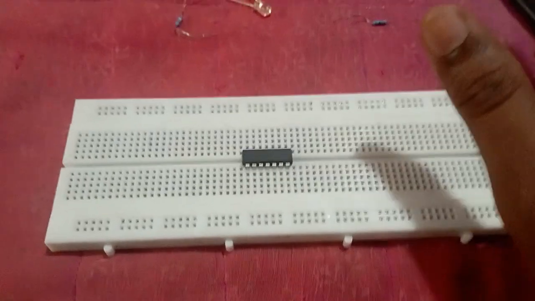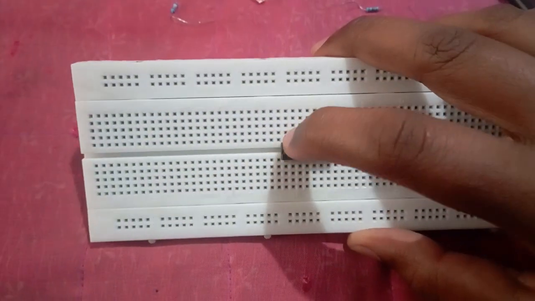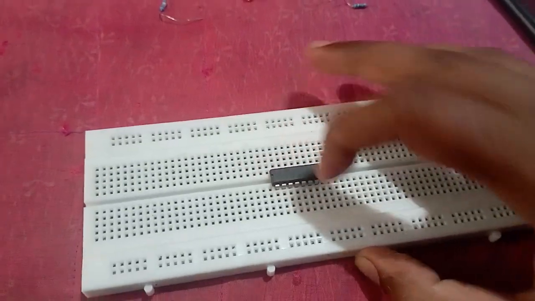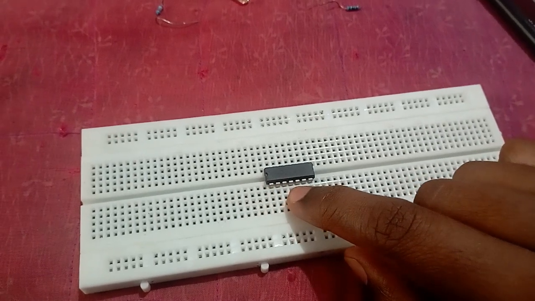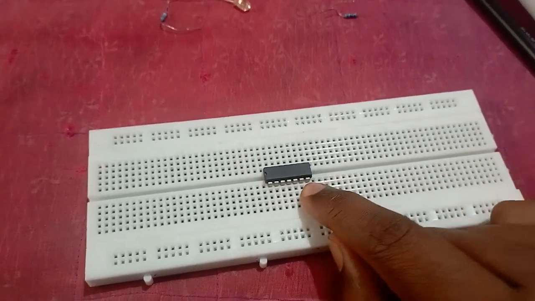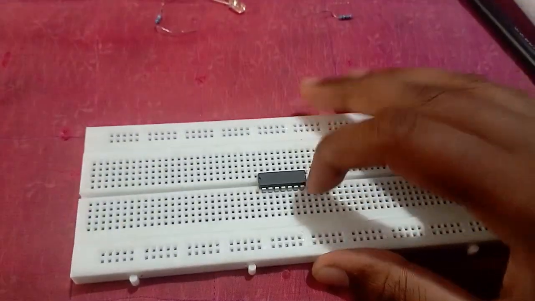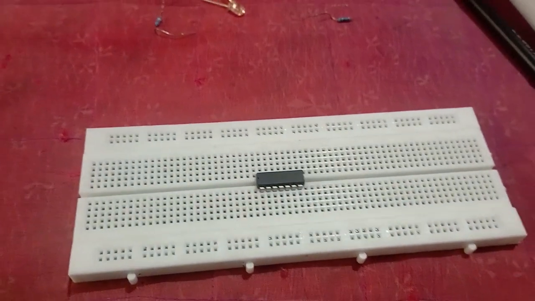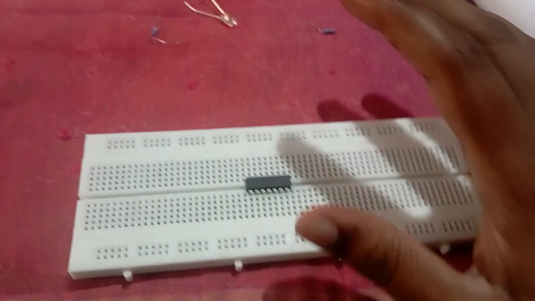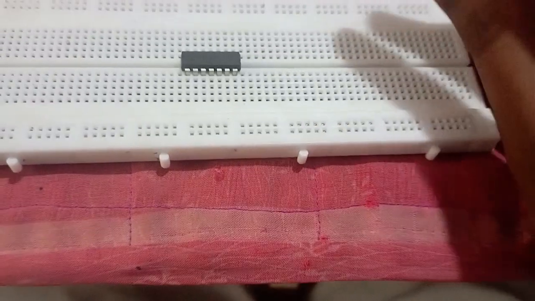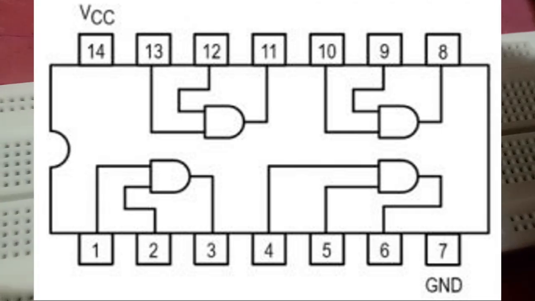Same as we did in the NOT gate, we are going to give one VCC and one ground. That is VCC at the 14th pin and ground at the 7th pin: 1 2 3 4 5 6 7, ground at the 7th pin. So we are going to give VCC here and ground here. I will show the diagram of this IC. It has AND gates in it. You must be seeing a picture of the IC on the screen, that it has totally 4 gates.